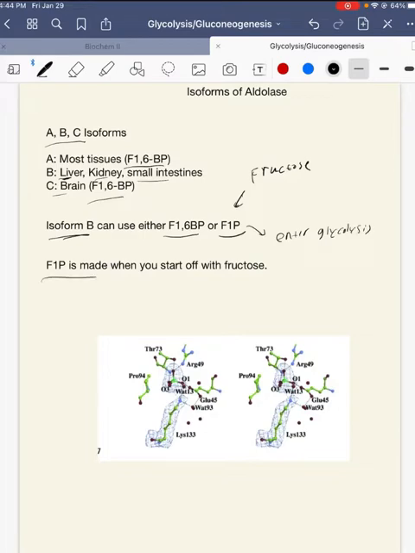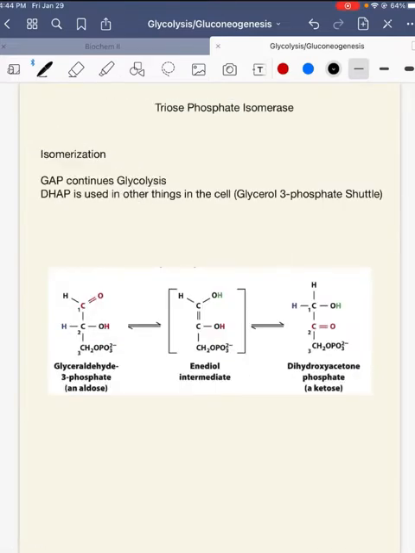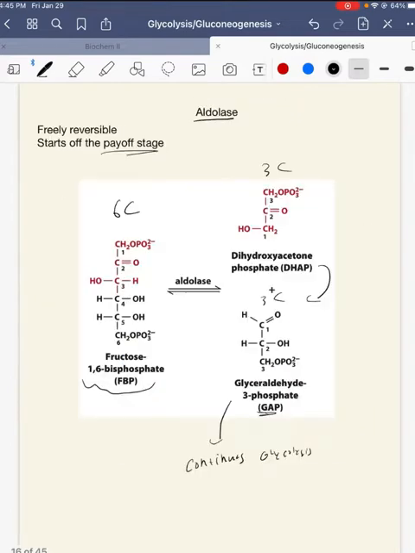Yeah, and it is made when you start off with fructose. Okay, so this is GAP. This is what continues glycolysis. The dihydroxyacetone phosphate is DAP. And what we do is we split into these two molecules. This DAP can be converted into another GAP. So we'll finish this stage with two GAPs. And each of them enters its own direction, and they both continue glycolysis.